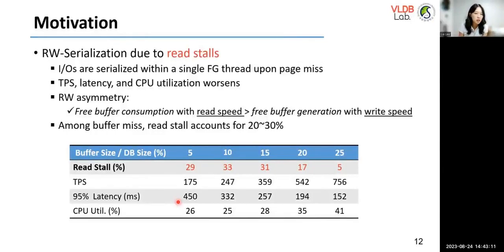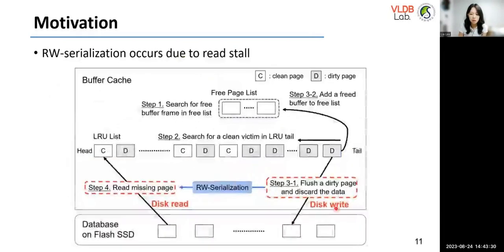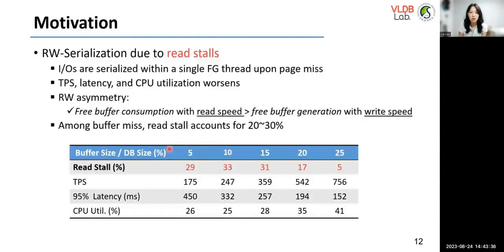Some of you might think that this rarely occurs. However, when using flash SSDs as a storage device, we witness that 20 to 30% of page read requests secure a free buffer frame by going through step 3-1 in this figure, instead of getting a free buffer frame in step 1 or step 2. As a result, read stall severely worsens the transaction throughput and the tail latency as well, and the CPU is less utilized since it idly waits for the synchronous writes to finish. This is because of the read-write asymmetry of flash SSDs.